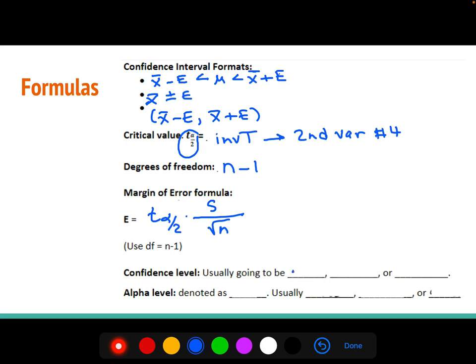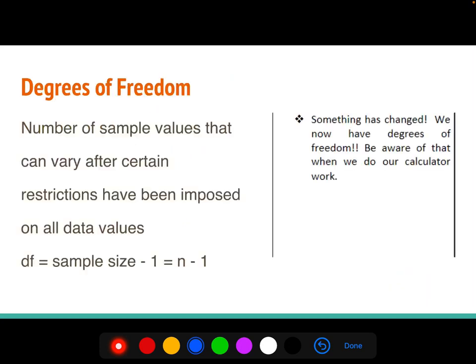And then our confidence level, again, it's either 95%, 90%, or 99%. If it's 95%, then alpha is going to be 0.05, 0.10, and 0.01 respectively.